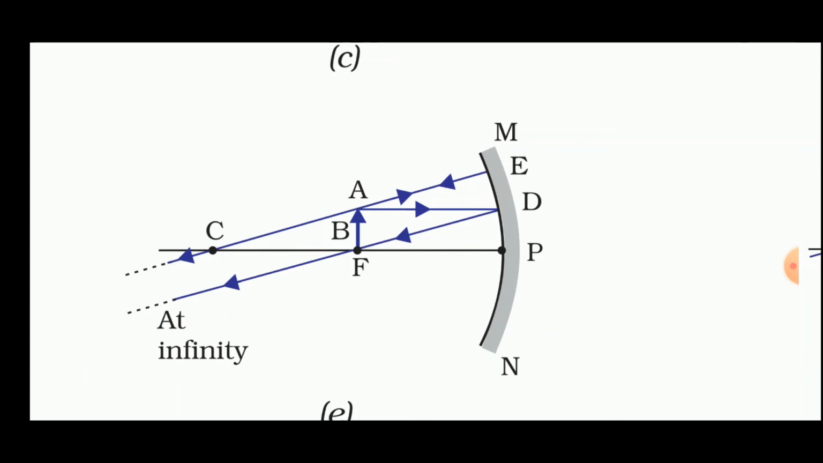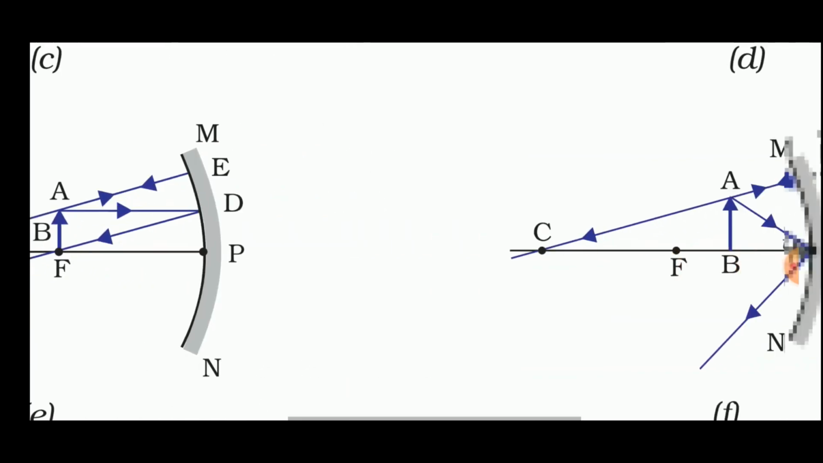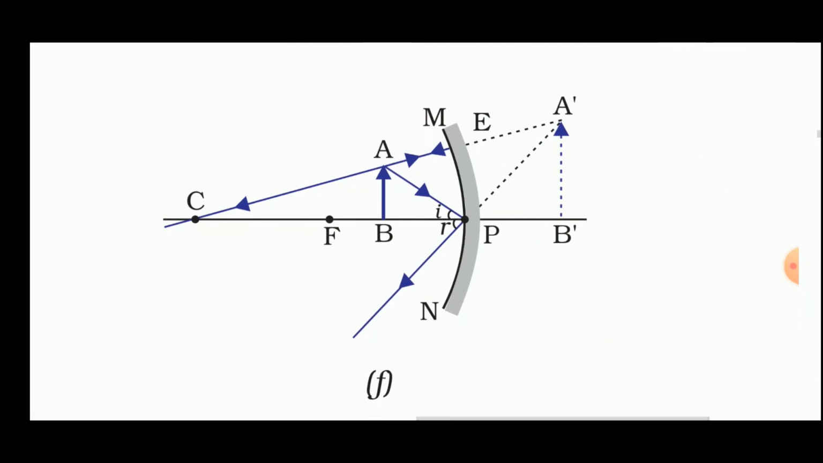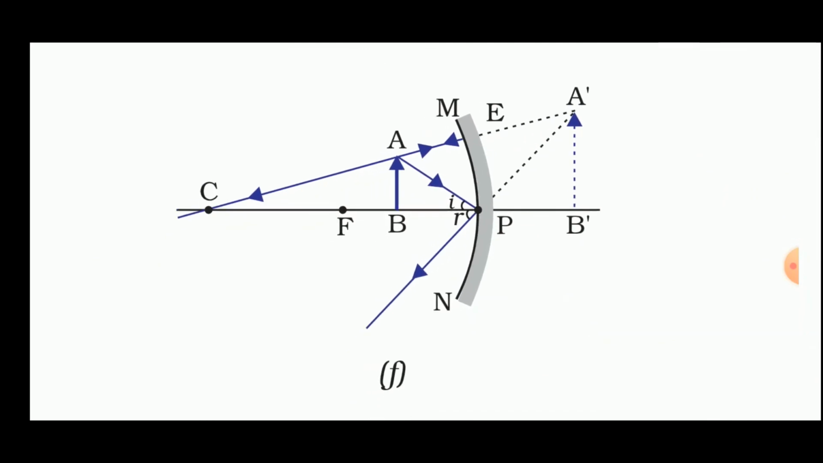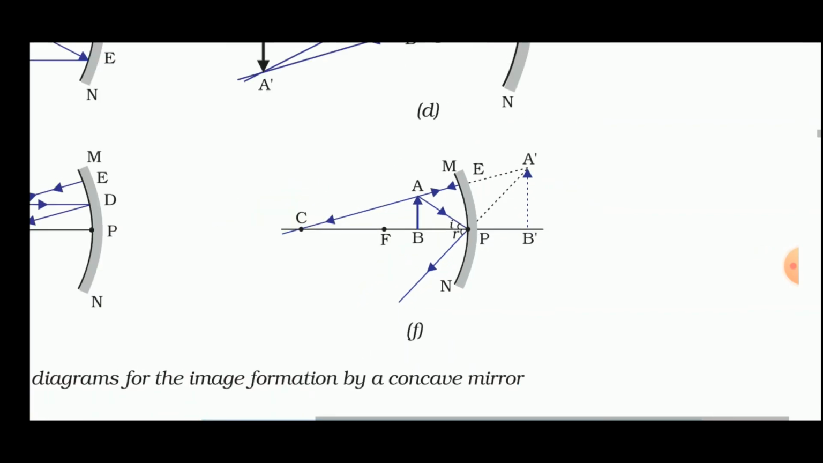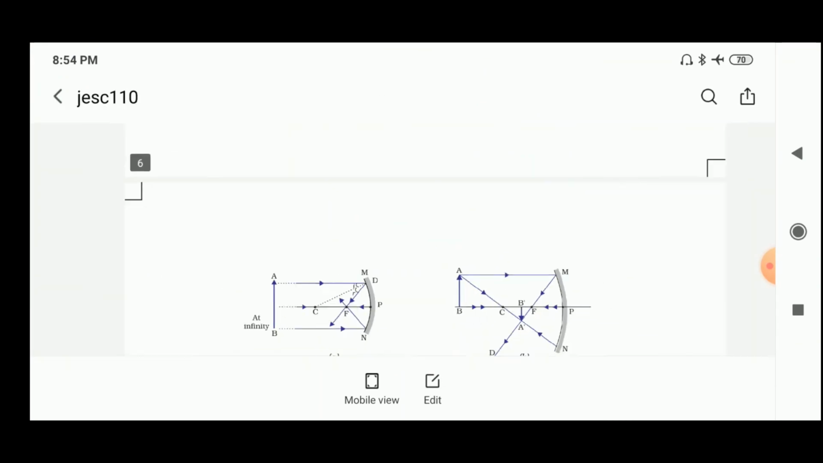So what we see here, the reflected rays of light do not meet. So the image is formed at infinity. Then if the object is within the focal length, between the pole and the principal focus, the image is formed behind the mirror. Now this image cannot be obtained on a screen, so this image is virtual. And since it is a virtual image, you cannot write down the nature of the image.